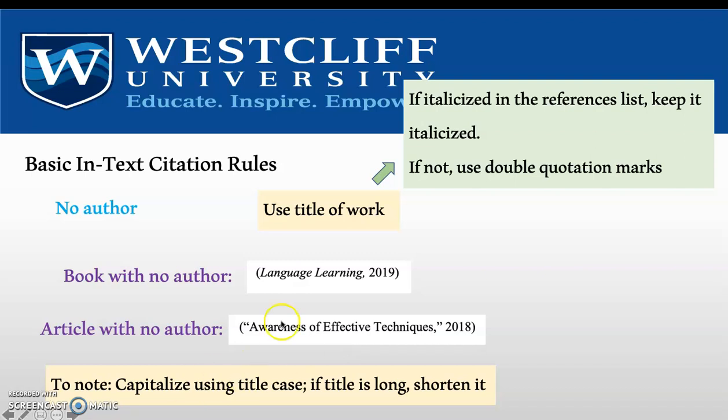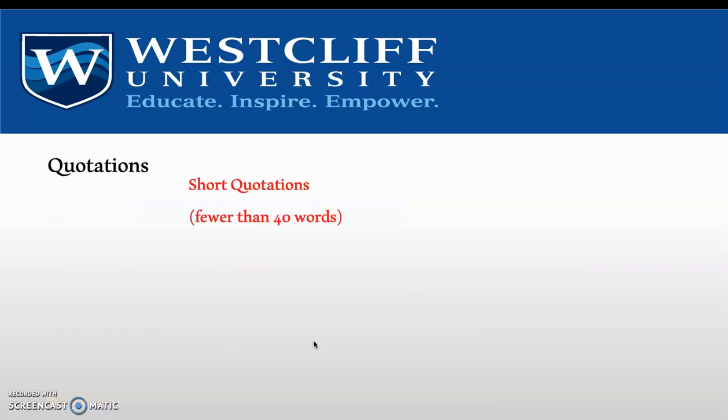If the title is long, so if this was Awareness of Effective Techniques for Teaching English Language Learners in a South Korean Context, and I wanted to shorten it, I can do that. So I would just list maybe the first 3 or 4 words, put quotations around it, but just list as many words as necessary to make the link possible between this and the reference section.